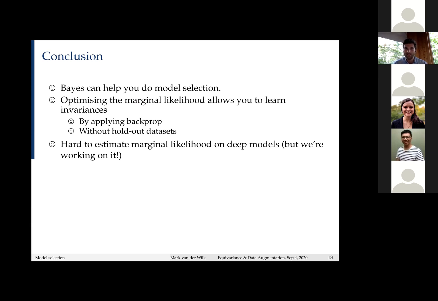So the difficulty is that it's hard to estimate the marginal likelihood in deep models, but this is an active area of research. And if we're able to do this, then I think the possibilities are very exciting, since essentially a lot of the hand engineering that is currently done can be optimized in the same way that weights are.